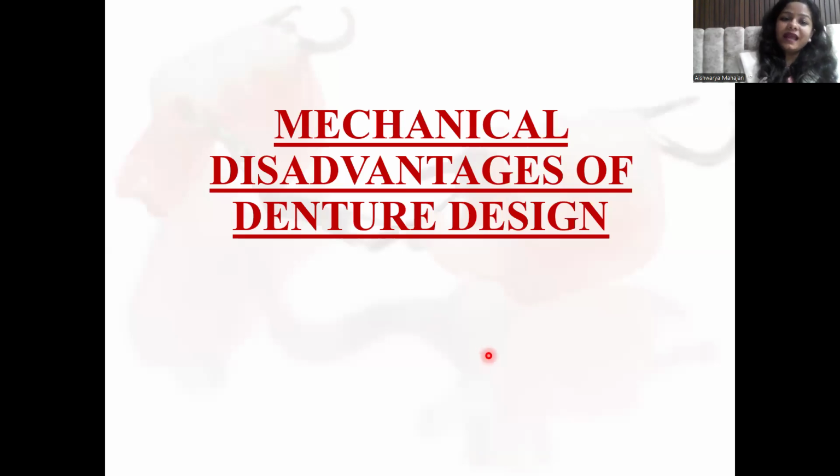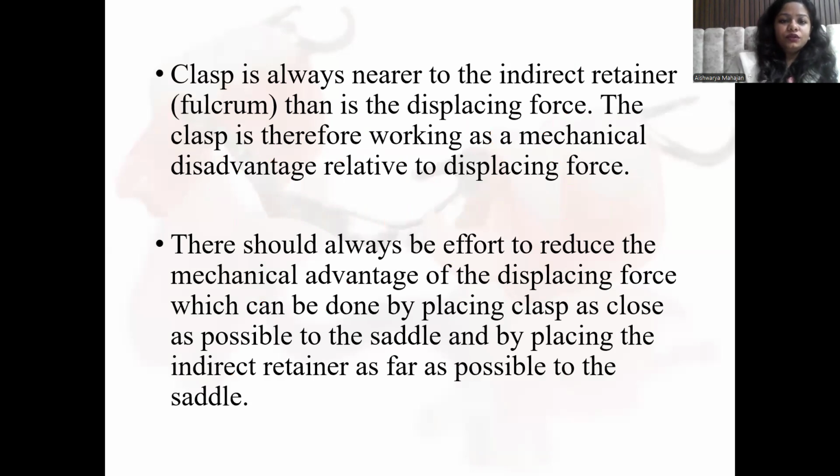So, discussing the mechanical disadvantage of a denture design, the clasp is always near to the indirect retainer, that is the fulcrum. Then there is the displacing force. The clasp is therefore working at a mechanical disadvantage relative to the displacing force. There should always be an effort to reduce the mechanical advantage of the displacing force, which can be done by placing the clasp as close as possible to the saddle, that is the edentulous area, and by placing the indirect retainer as far as possible from the saddle.